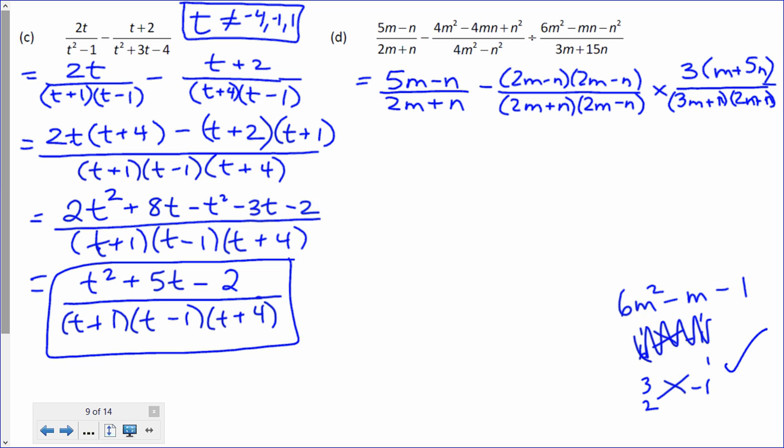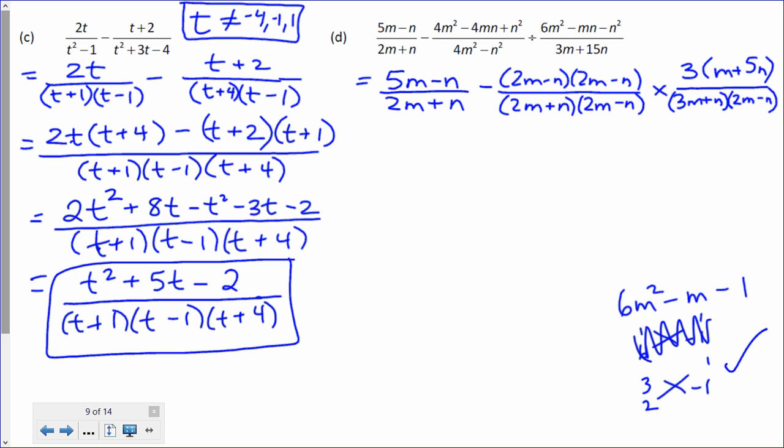Okay, let me try that again. 3m plus 1, but really it's an n. And then 2m minus 1, but really it's an n. Okay, so I have successfully factored at this point. And you've also done your taking the reciprocal.